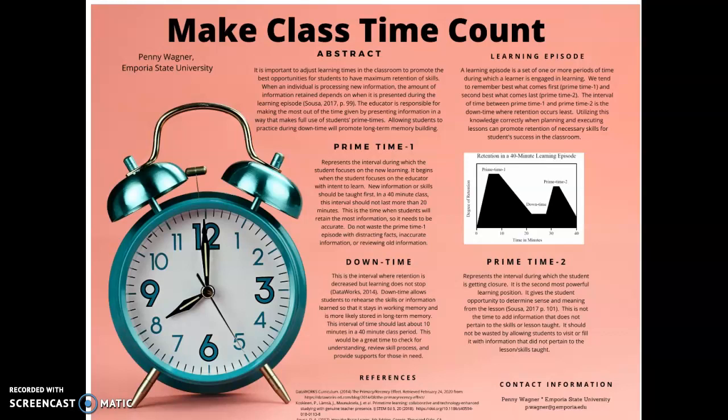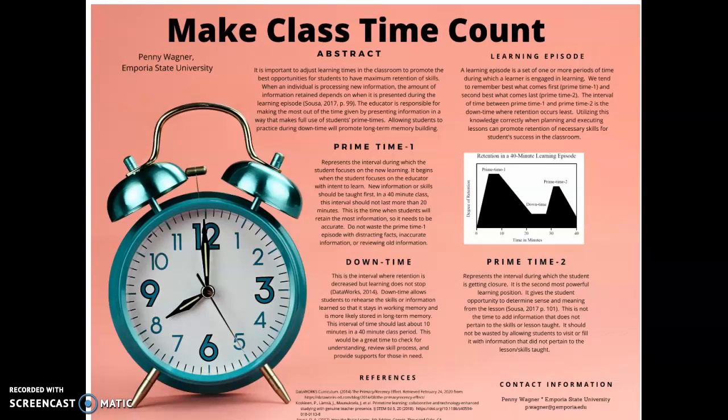I'm here to help you make class time count. If you were to ask a teacher today, what is the one major thing that you have noticed that has not changed for the better over the past few years? They may say retention. In order to help students gain memory retention, you will need to make your class time count. When a student is processing new information, the amount of information that is retained depends on what is being presented during the learning episode.